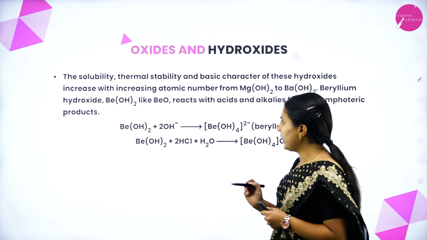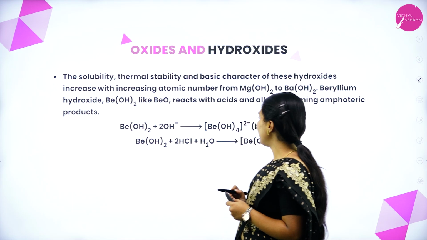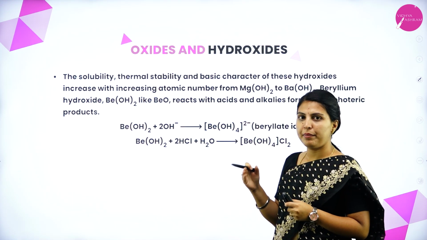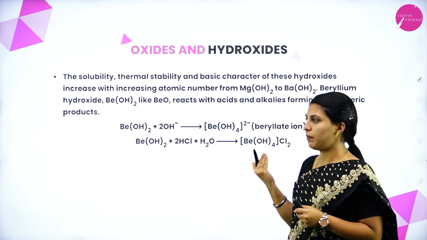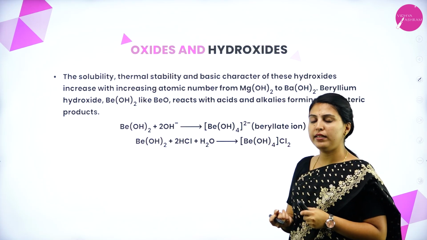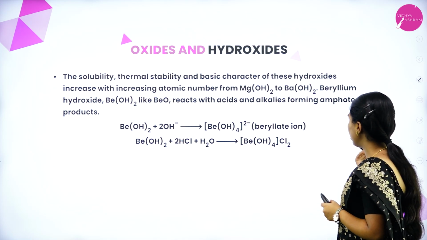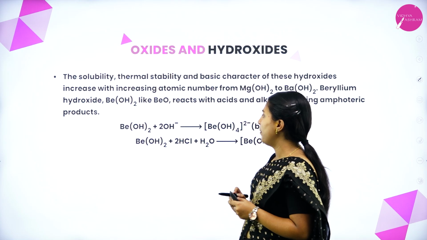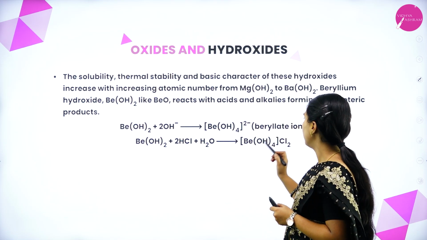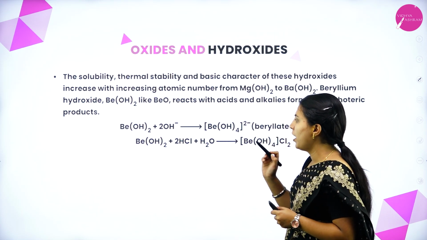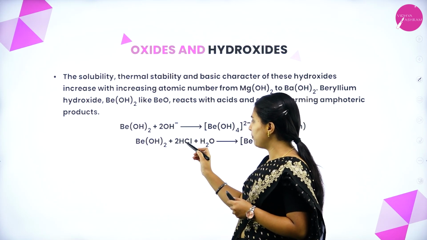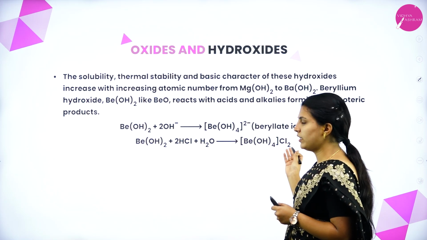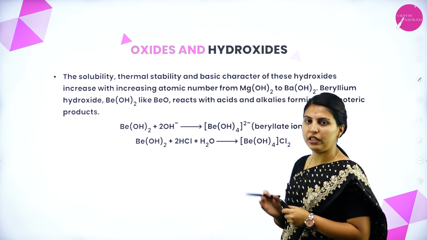Beryllium hydroxide, like BeO, reacts with acids and alkalis forming amphoteric products. Beryllium hydroxide plus base gives the beryllate ion. Beryllium hydroxide with acid and water gives, with chlorine, the corresponding salt.